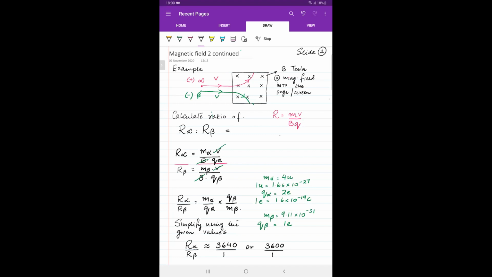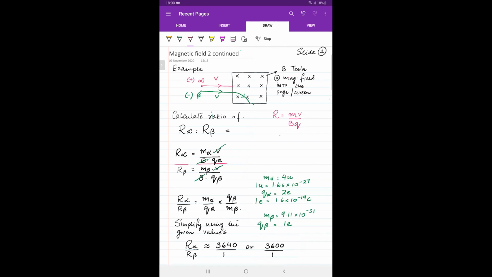Now, see what this answer is suggesting. 3600:1. This answer is implying that the top diagram is definitely wrong, because 3600:1 means you can't expect both alpha and beta to deviate by the same amount, but rather the radius of alpha is coming out to be roughly 3600 times larger as compared to the radius of beta. So which means the diagram needs to change a little. In fact, quite a lot.